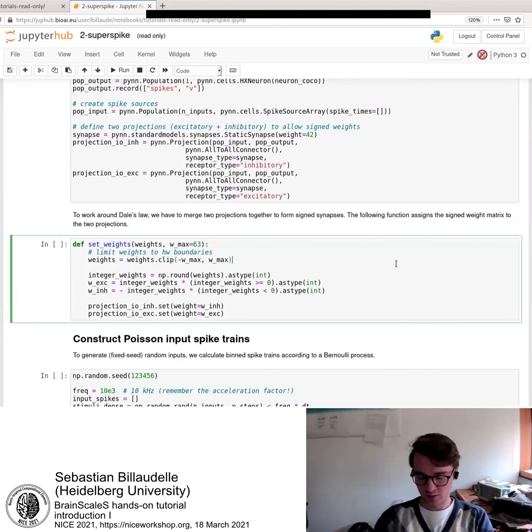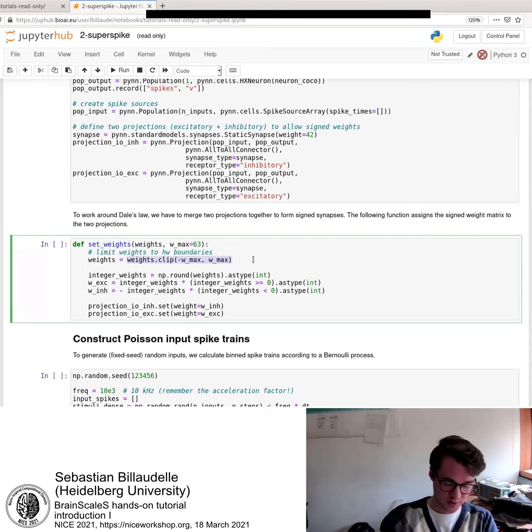This helper function takes a signed weight matrix of weights, clips it to the range of the 6-bit synapses on hardware. So each synapse has a 6-bit weight, but in addition, now we have two synapses, an excitatory one and an inhibitory one. So it's kind of a 7-bit signed synapse. And then we split our weight matrix into an excitatory component and into an inhibitory component, and then configure these two projections to have these two components.